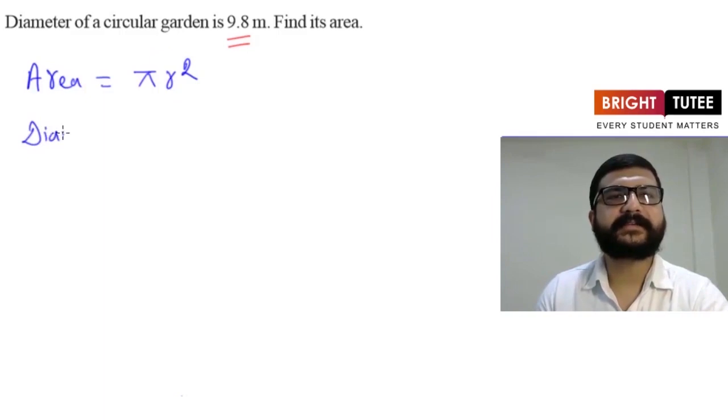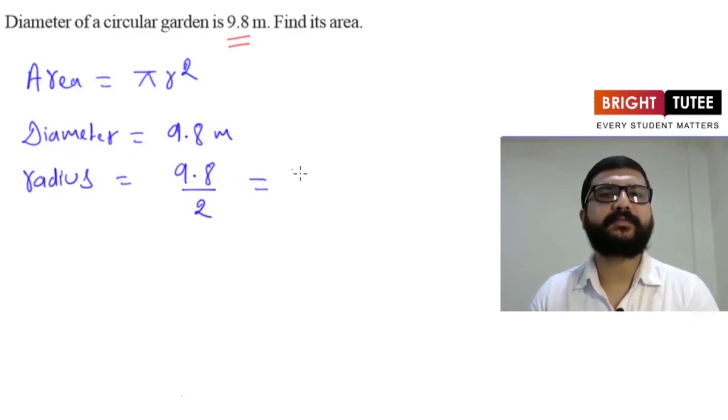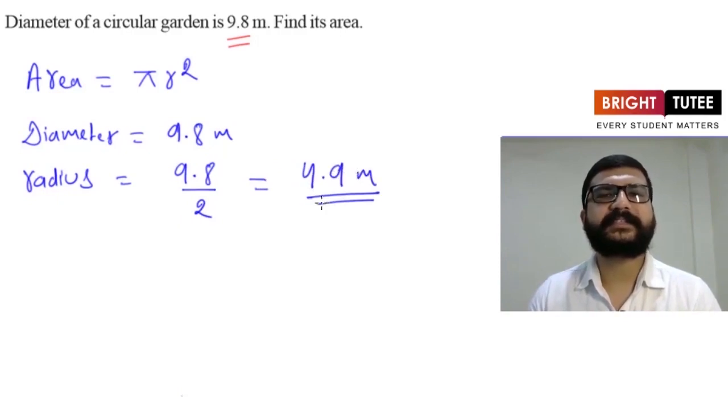So diameter is 9.8 meters. So what will be the radius of this circle? As we know, radius is half of the diameter. So it will be 9.8 divided by 2. Now 9.8 divided by 2, this will be 4.9 meters. So this is the radius of the circle.